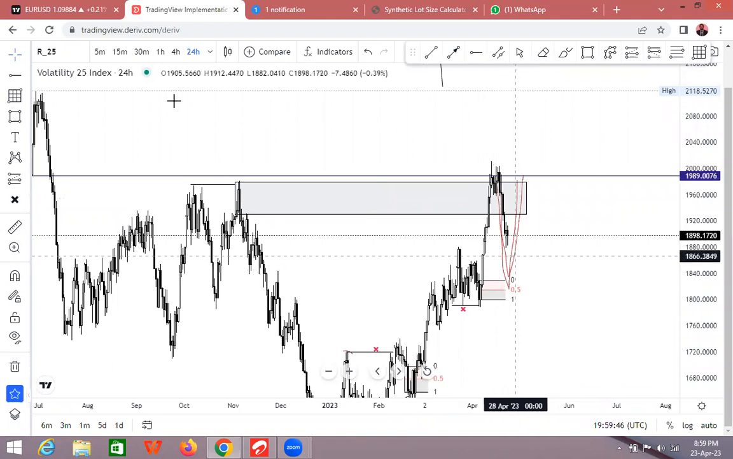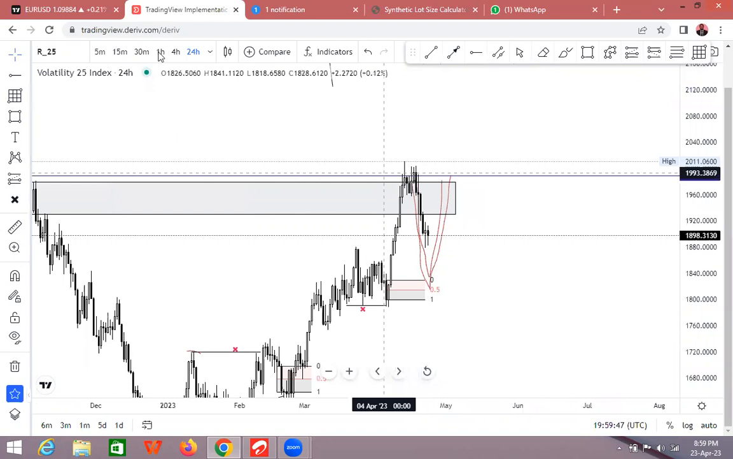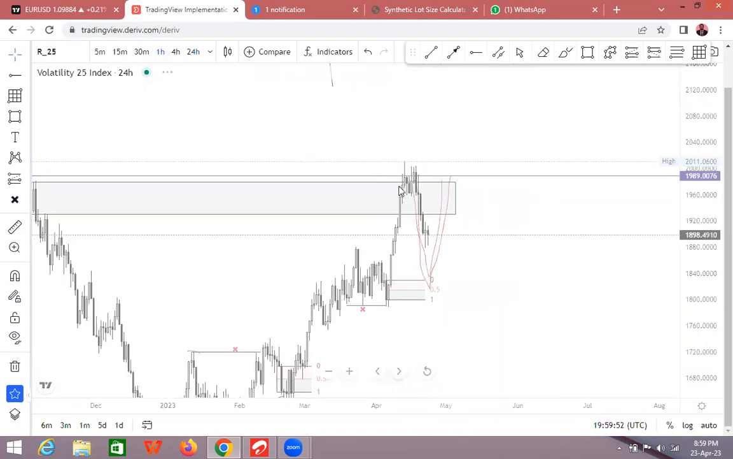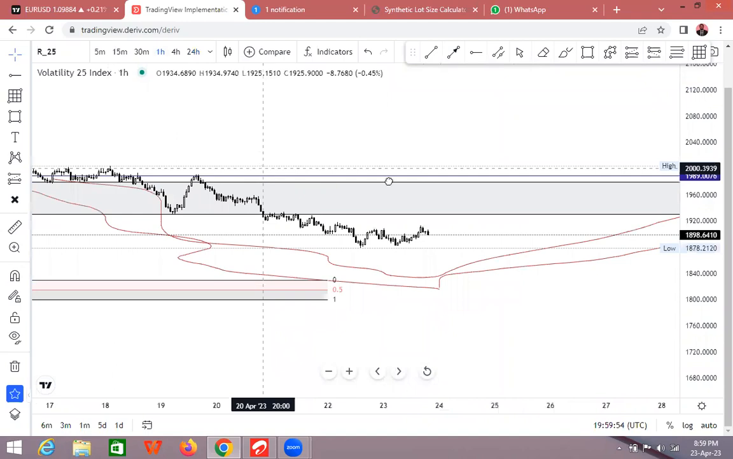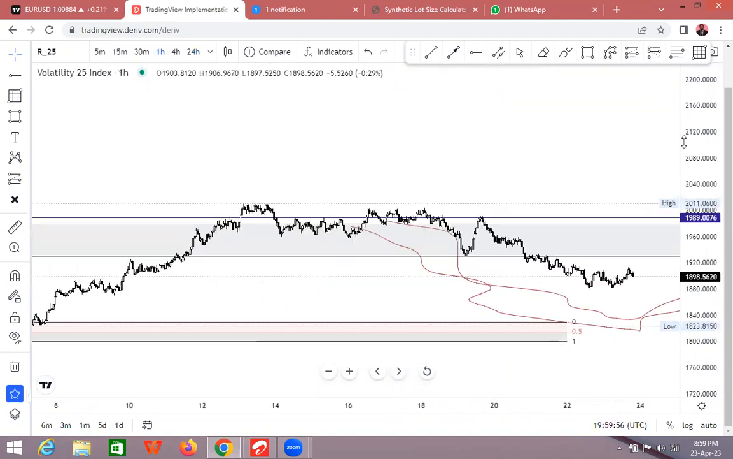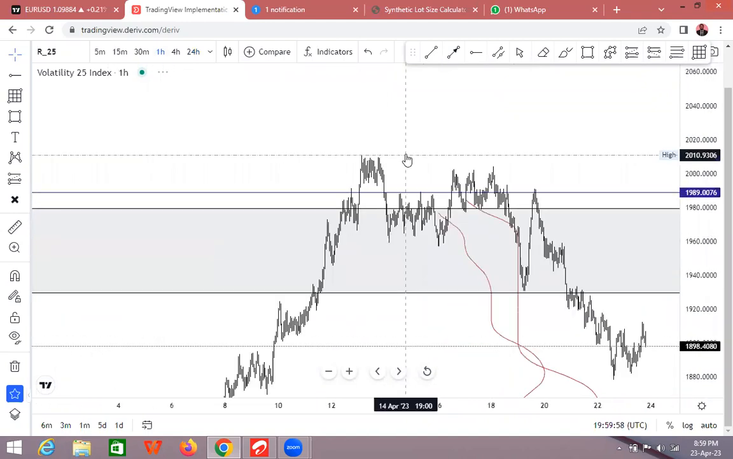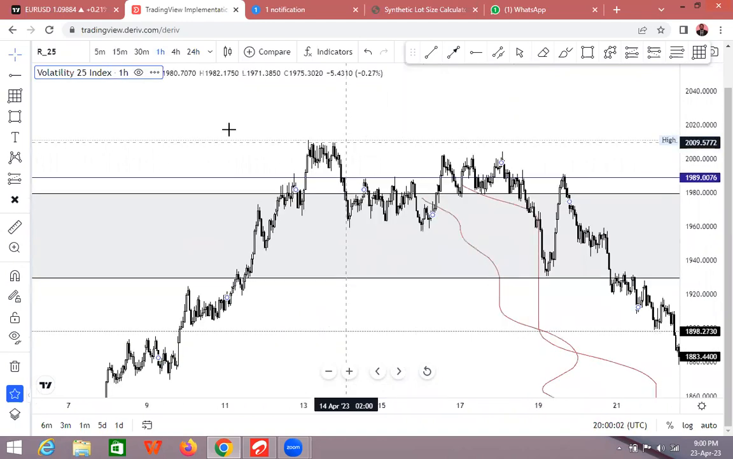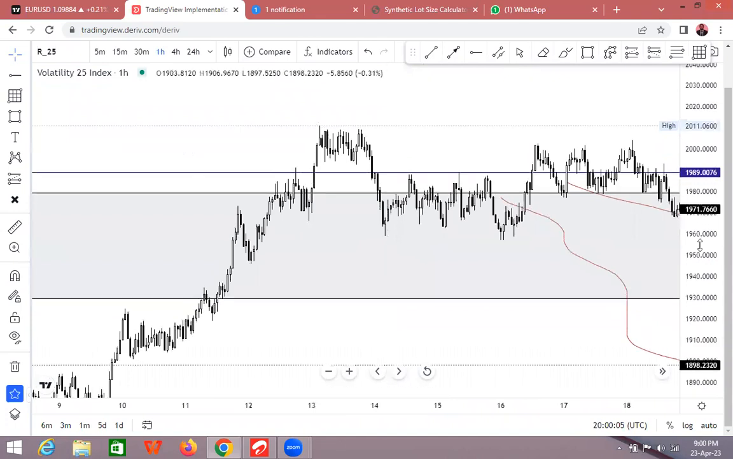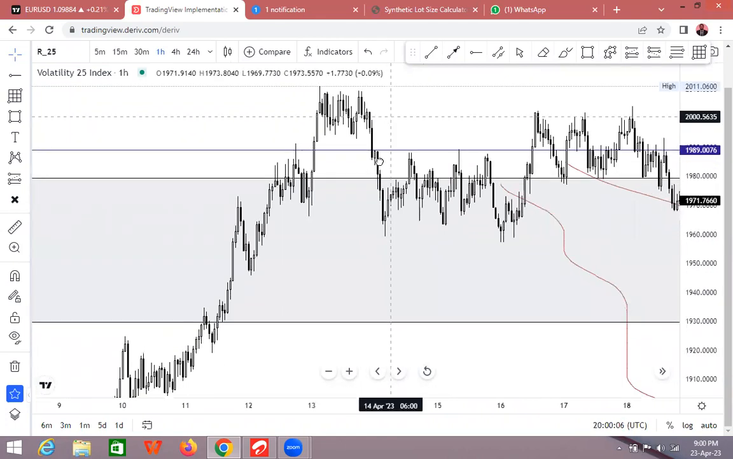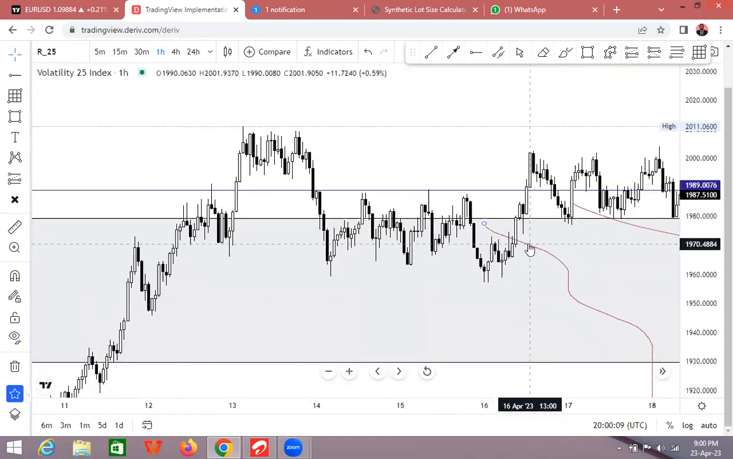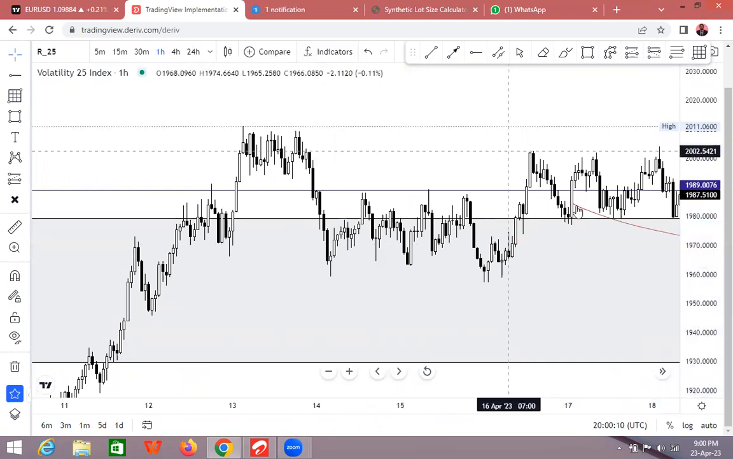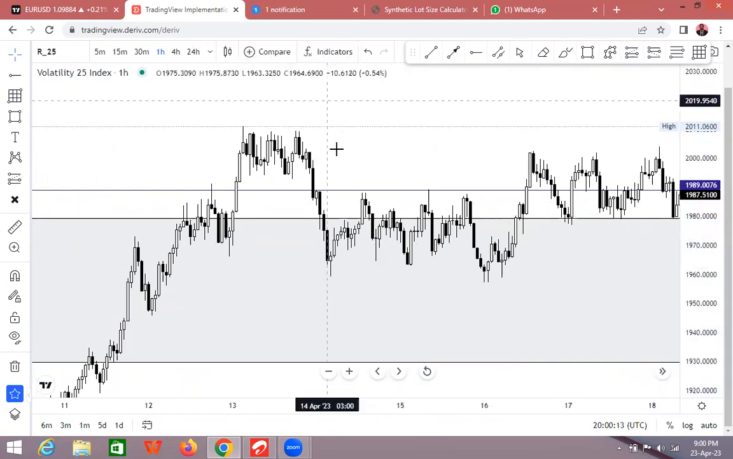So now, would you have been able to get a play? Let's go to the 1 hour. Let's see what happened here. You will see the play was very clear. But just because we are not focusing on one asset, we always want to trade so many assets. We miss this. VIX 25 is one of my best assets, traded it for a long time, but I missed this sell that is running currently simply because I didn't pay attention to it.